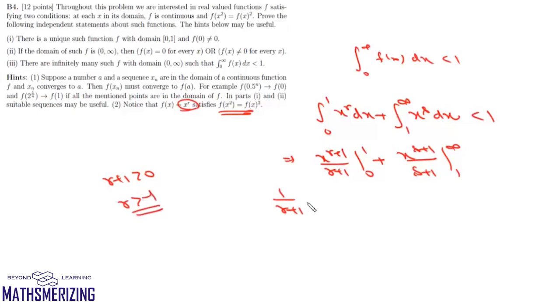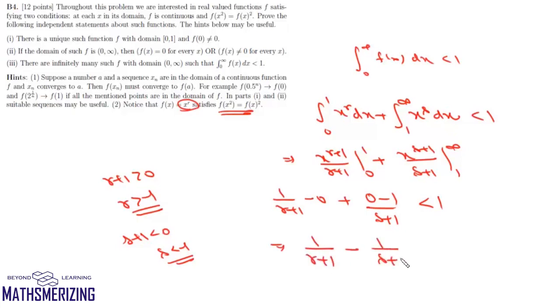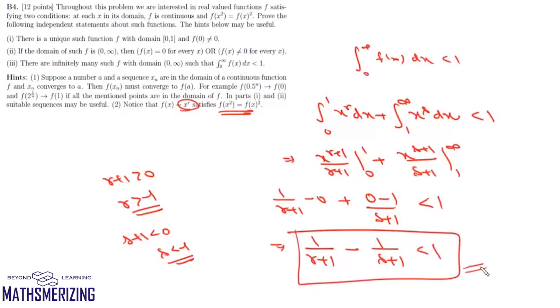So it'll be simply 1 upon r plus 1 minus 0, and then plus. Now we'll put x as infinity, infinity to the power s plus 1 will be finite and bounded only when s plus 1 is less than 0. So that means the value of s should be less than minus 1. So in that case we'll get 0 minus 1 upon s plus 1. So this value should be less than 1. From here we'll get this result, 1 upon r plus 1 minus 1 upon s plus 1, and it should be less than 1. Now this inequality will have infinite such solutions. So there'll be infinitely many f's in the domain for which this integral is less than 1.